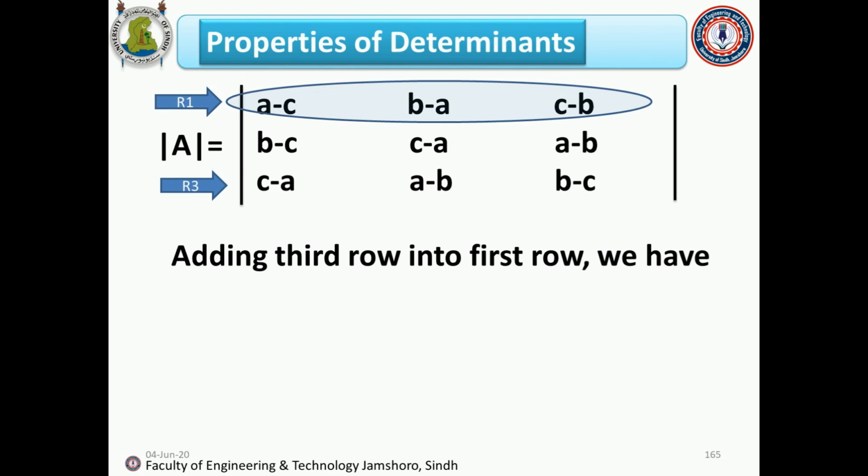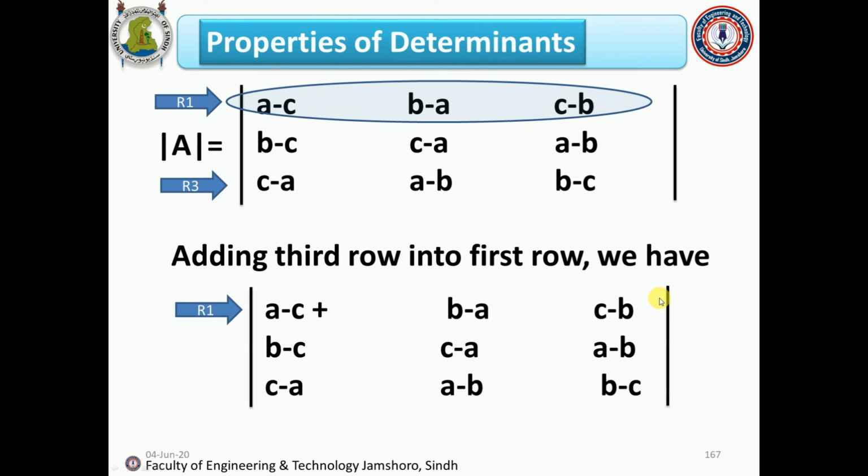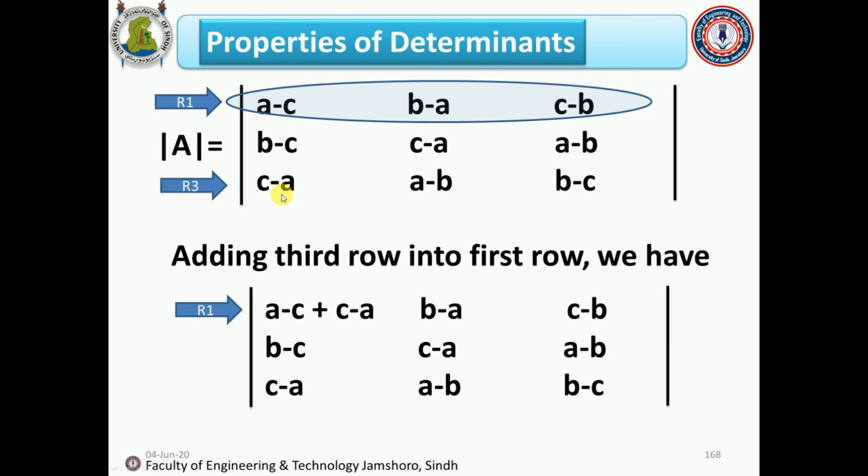So we know which is our first row and which is our third row, okay? Same here, I have written our first row, I am writing all elements, but this is our first row. What we are doing is adding the third row, okay? So now you know that A C will be added with C minus A, okay? This is the third row adding with the first row.